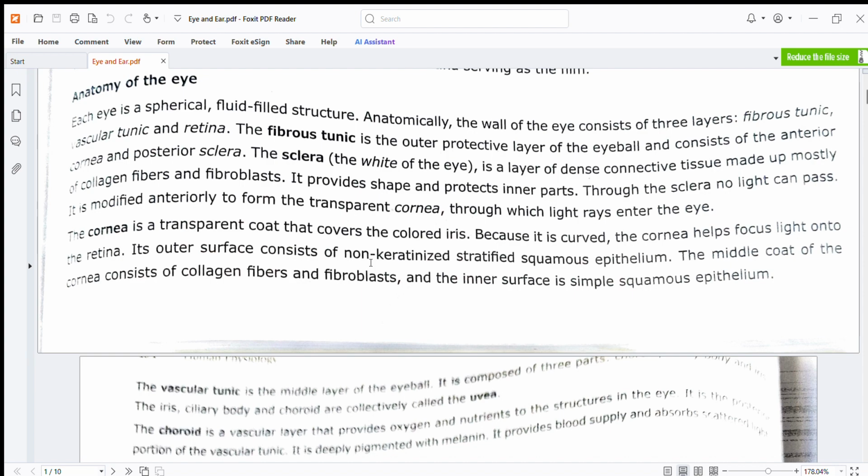The cornea is a transparent coat that covers the colored iris. Because it is curved, the cornea helps focus light onto the retina. Its outer surface consists of non-keratinized stratified squamous epithelium. The middle coat of the cornea consists of collagen fibers and fibroblasts, and the inner surface is simple squamous epithelium.